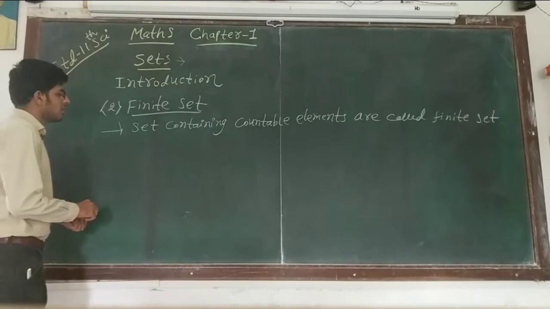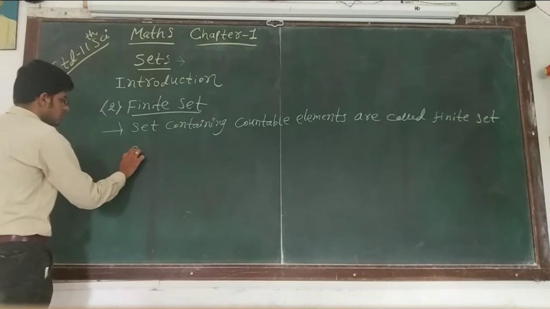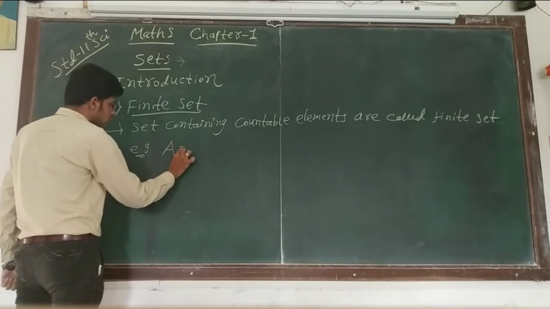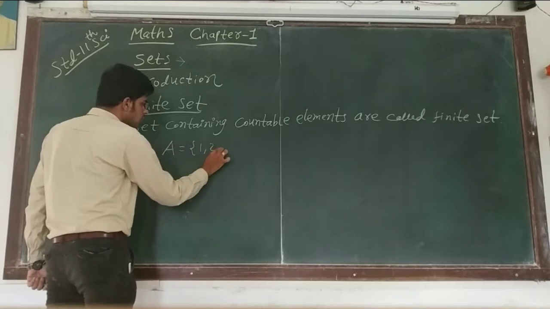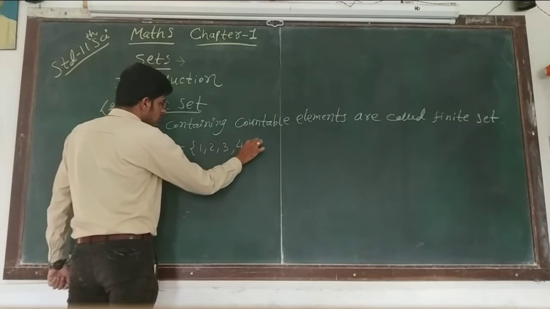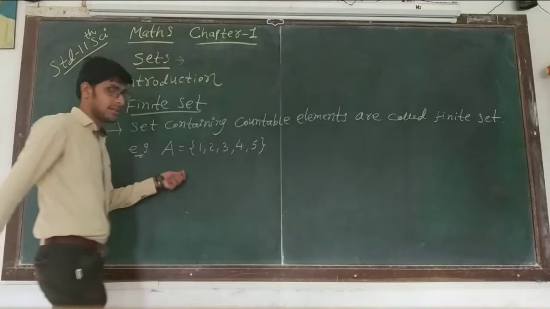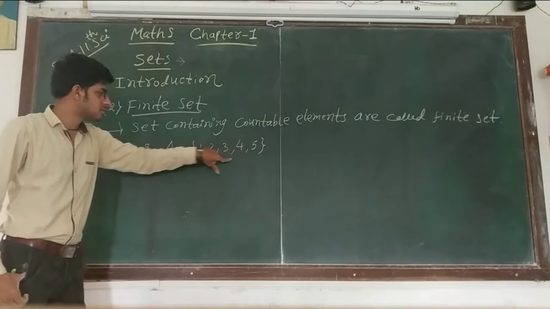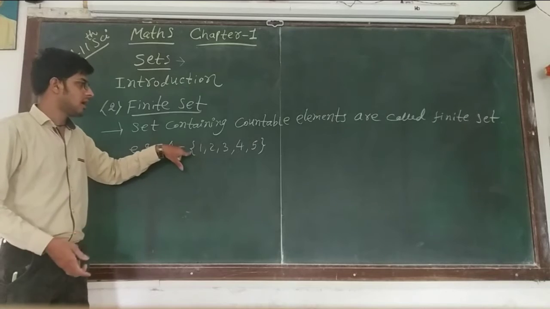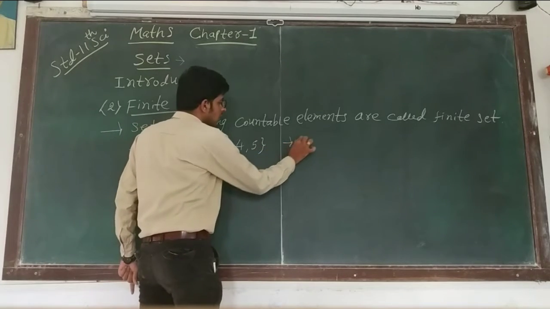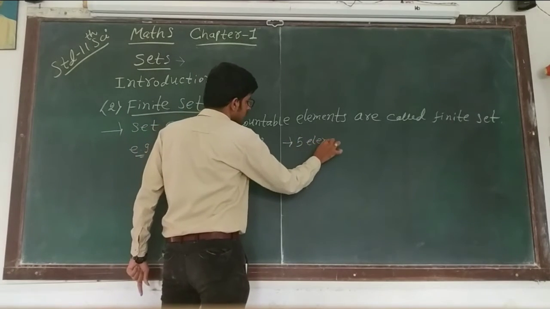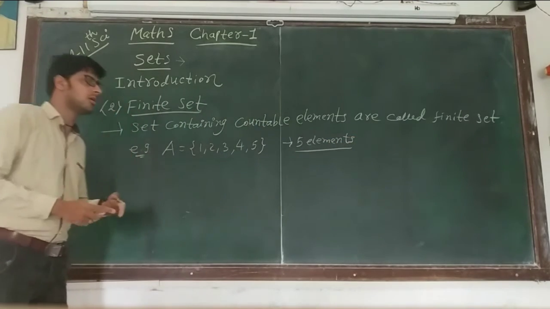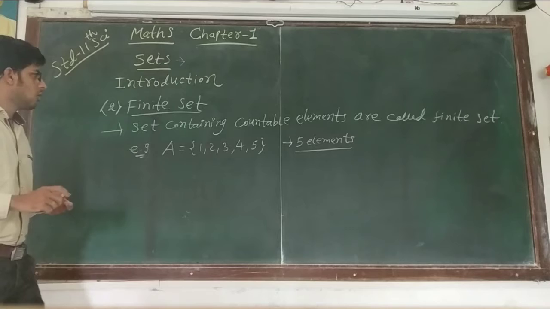So it is very clear from the example. Suppose I am writing set A is equal to {1, 2, 3, 4, 5}. Is it finite? I will check. Here there are only 5 elements. Yes or no? It is countable. There are only 5 elements. So it is countable. So it is called a finite set.